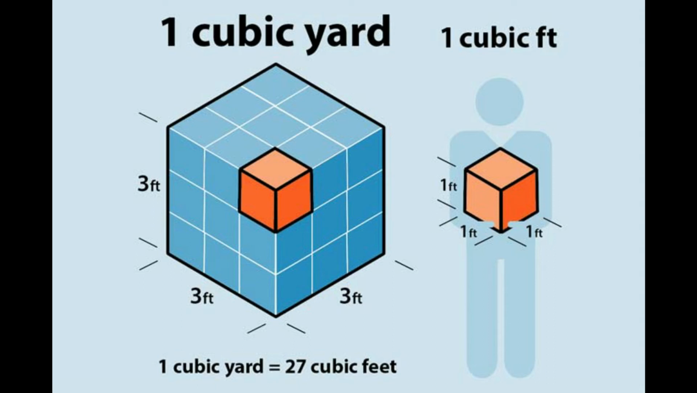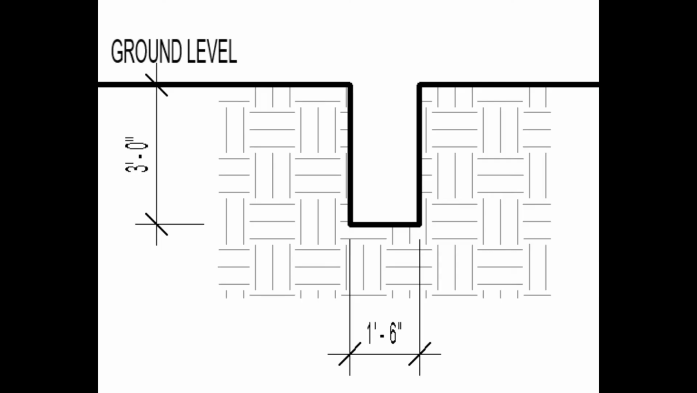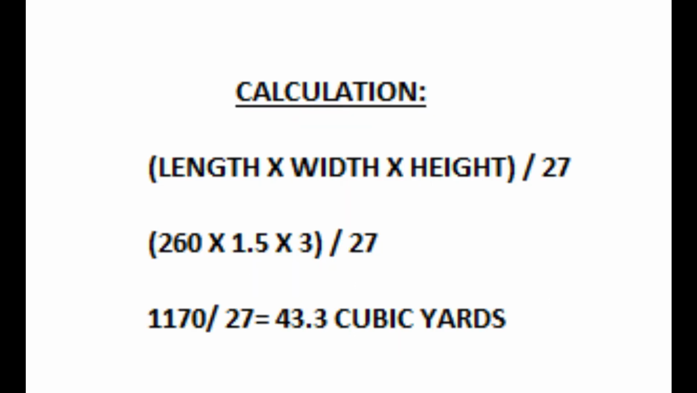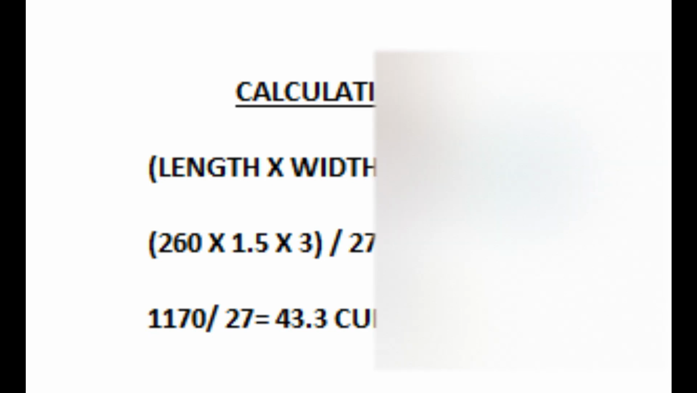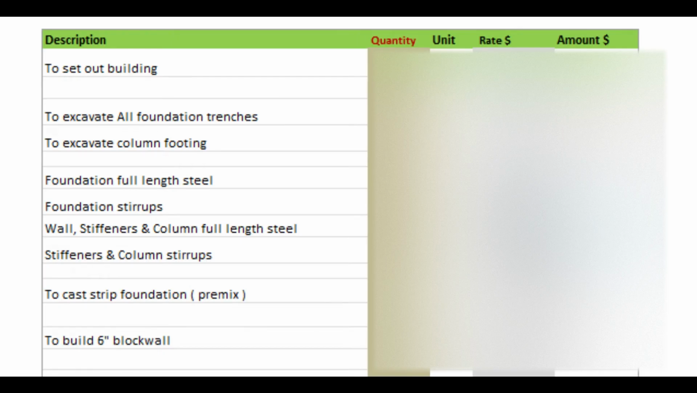For this foundation, it was 260 feet long. The width of the foundation is 1.5 feet, and the depth was 3 feet. So you'd multiply 260 by 1.5 by 3. So what we do is that we are going to divide 1170 by 27, which is going to give you 43.3 cubic yards. The rate is already auto-filled.